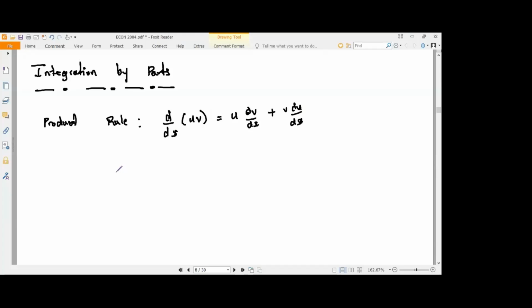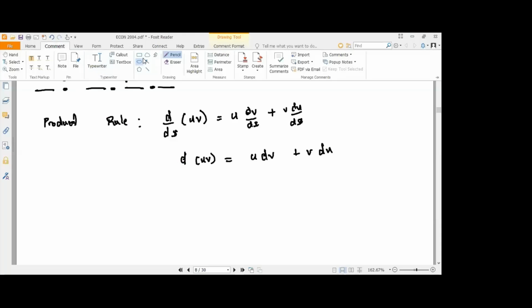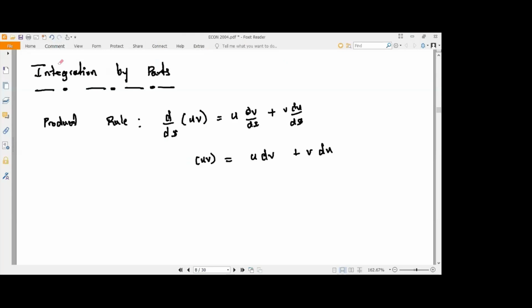Now, here's the thing. If you realize currently, there is a common factor of dx everywhere. So what we can do is possibly cancel that out in a sense, right? So what we get now is d of uv, in a sense, is equal to u dv plus v du, right? Now, let me drop the d at the back so this makes a little bit more sense to you.